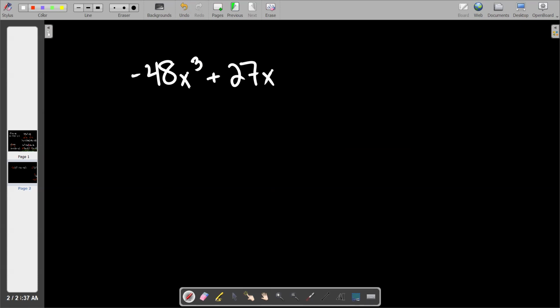So what am I going to pull out? I'm going to pull out a negative and a 3 and an x. Because I know and you know that 48 and 27 can both be divided by 3. I know I got to get the negative, and I see that they both have at least one x to give. So I'm going to pull out my negative 3x, and that's going to leave me with 16x squared, change the sign, 9. What is that white thing?